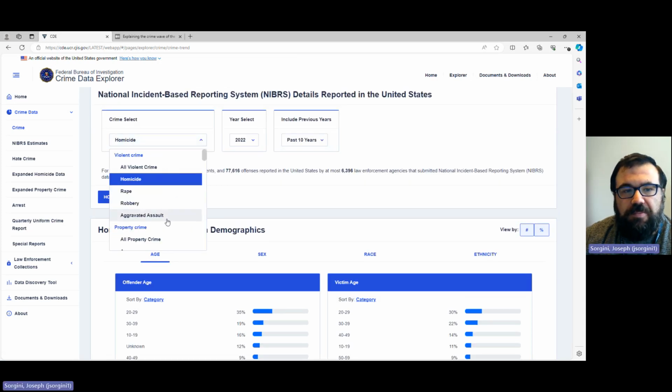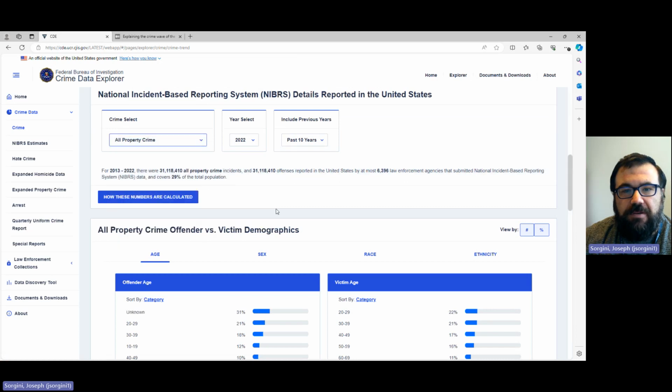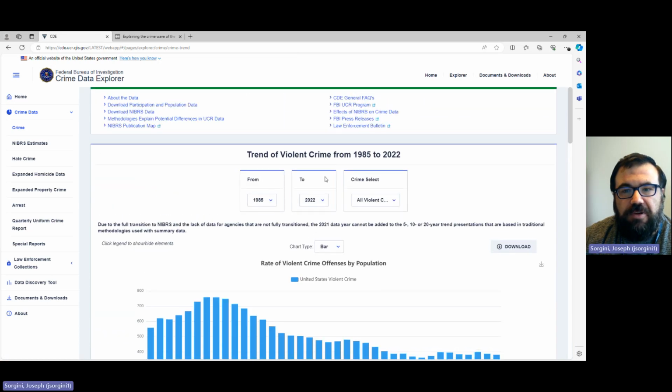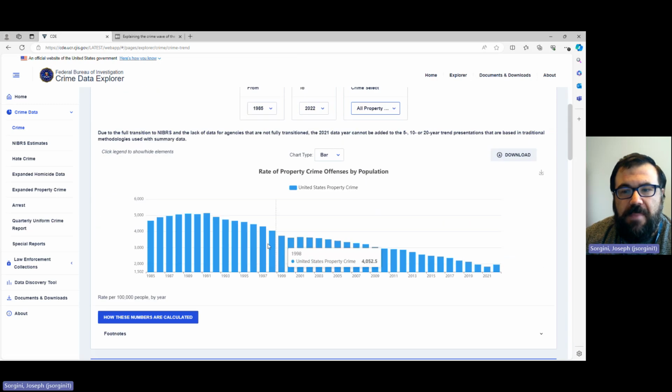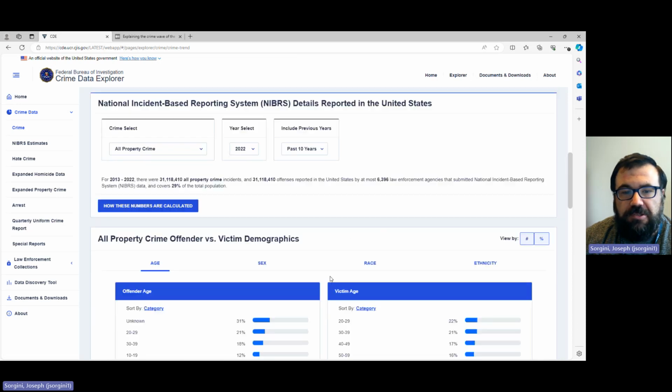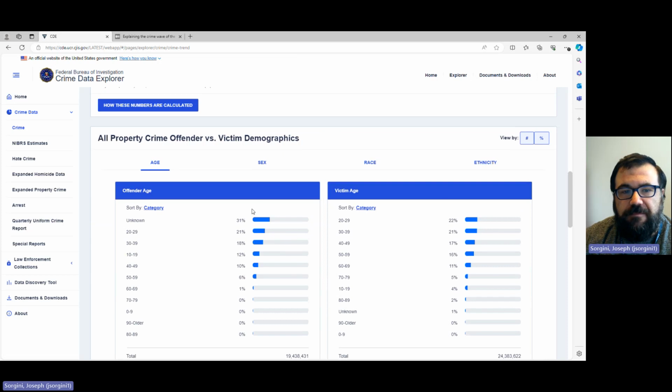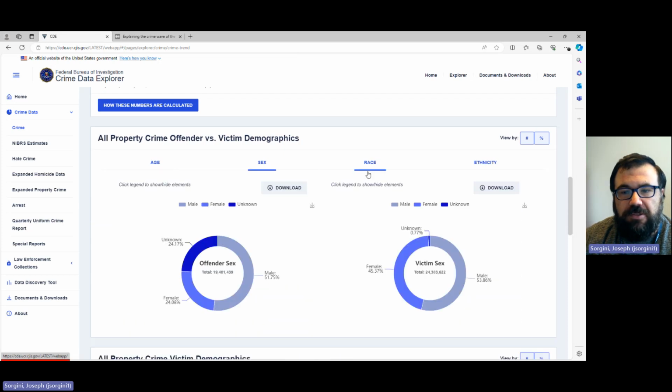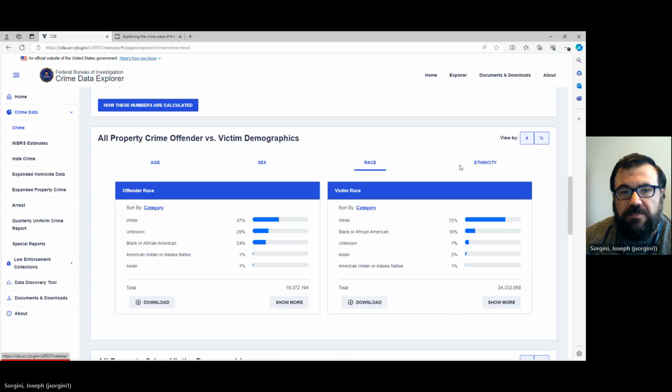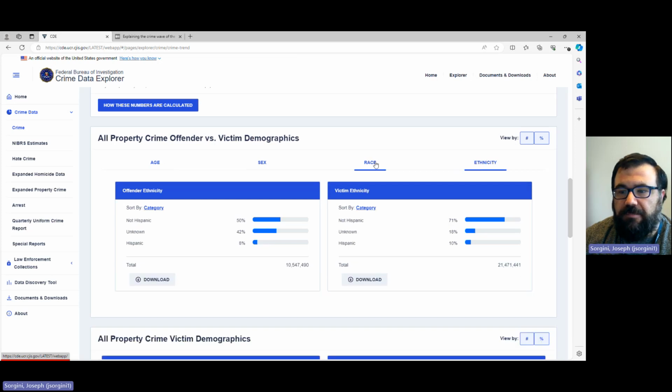We can do the same things with property crimes. We can look at all property crimes to see the trends, both in amount, which you see here again. Not surprised that our violent crimes are high in the 80s and the 90s. They were high for property crimes as well. They're starting to come back up. Unfortunately, we are seeing that trend. But also, too, with the same offender demographics in terms of age, sex, race, and ethnicity.